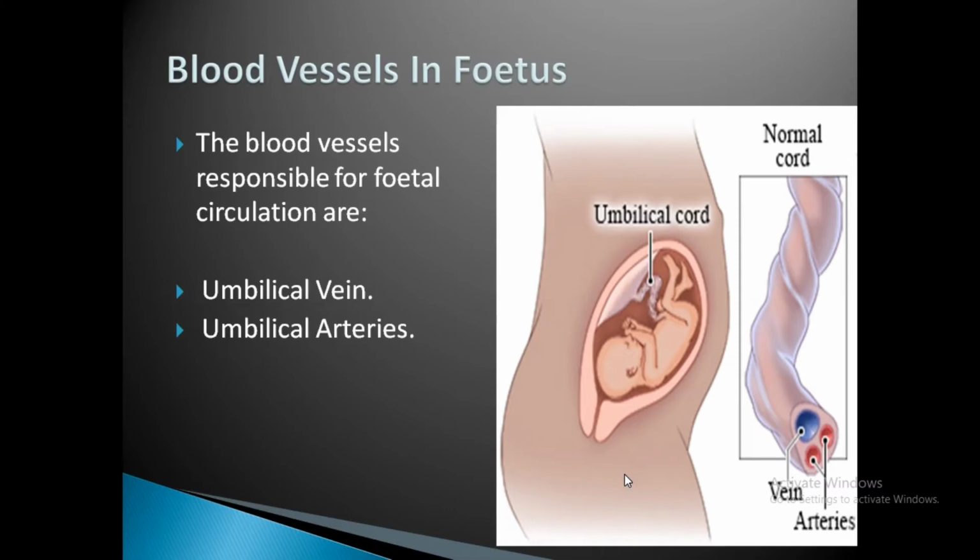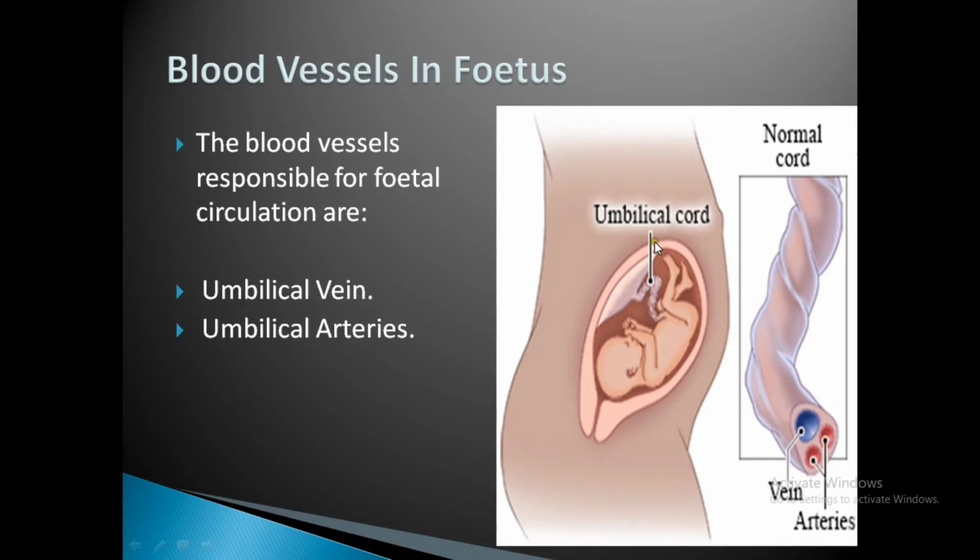So we are continuously using the term blood vessels in the fetus. What are those blood vessels? Actually, the blood vessels responsible for fetal circulation are a single umbilical vein and the paired umbilical arteries. Now you can see in the picture, this is the umbilical cord, and the umbilical cord contains the blood vessels. This is the umbilical vein, and these are the two umbilical arteries. So the umbilical cord contains a single umbilical vein and paired umbilical arteries.